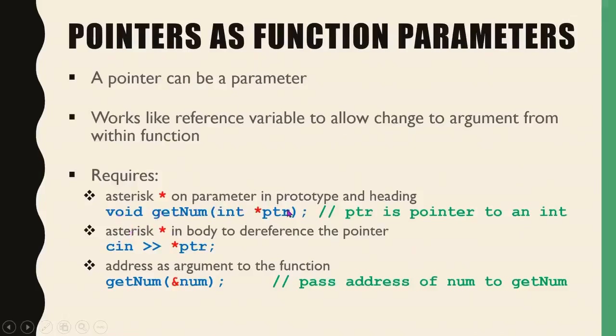So if this were a function prototype for a getNum function, and we want to pass a memory address to the function that would hold a memory address to an integer, this is what it could look like. And then in the body of this function, we would have to dereference the pointer in order to access the original argument. Whenever we call this function, we would need to make sure that we're sending a memory address.